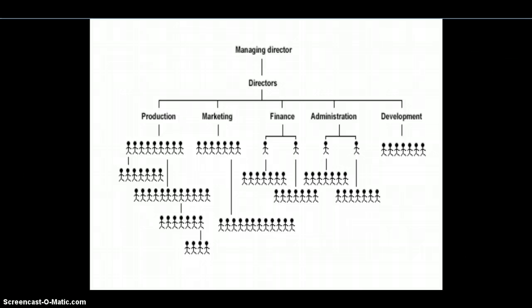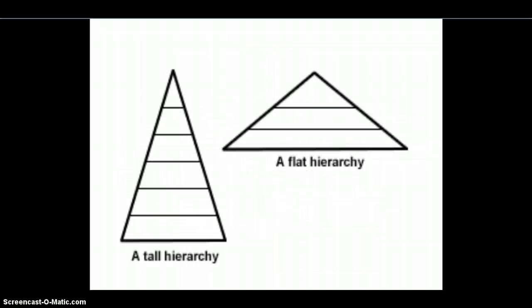Based on this, the director controls the 5 different departments of business, and then he delegates and does the same thing as the managing director, but instead he delegates to the production, marketing, finance, administration, and development areas. This next slide shows the different types of organization that we can find. The flat and tall organizations.